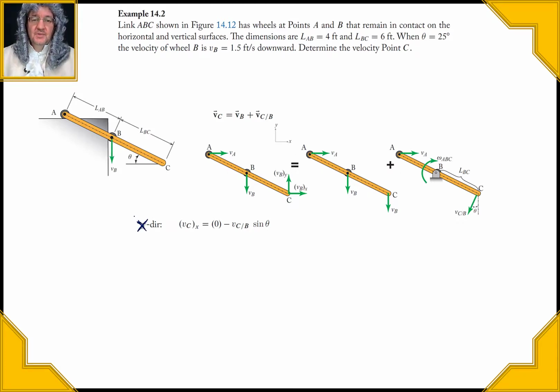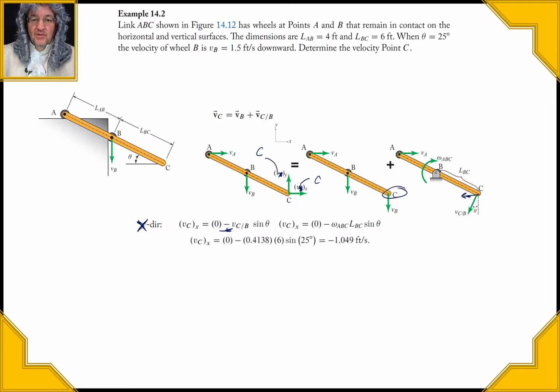There's the x direction, and we take the velocity as c. And by the way, this right here should be, there's another mistake, that should be c. Right there. Velocity c in the x direction is going to be equal to 0 right here in the x direction, right? And then it's going to be negative right there because it has a negative component right there, times the sine of theta. So plugging those knowns in, we get negative 1.049 feet per second, which is what we got from the other one.